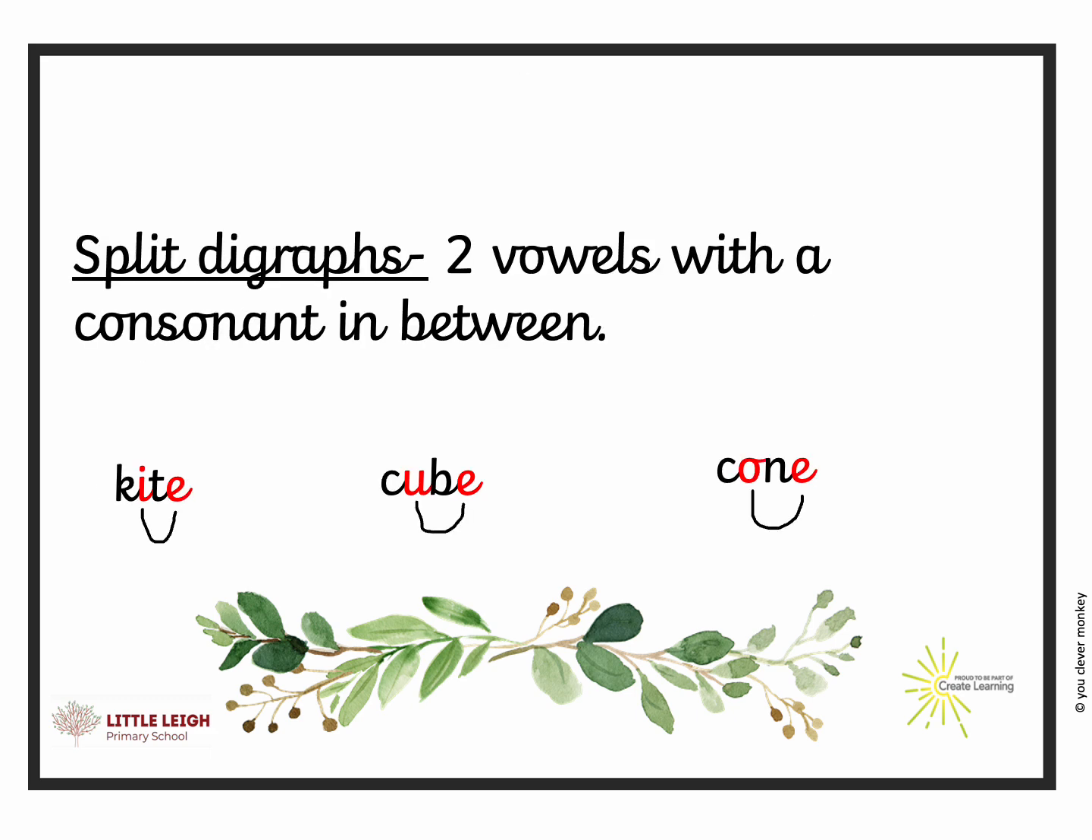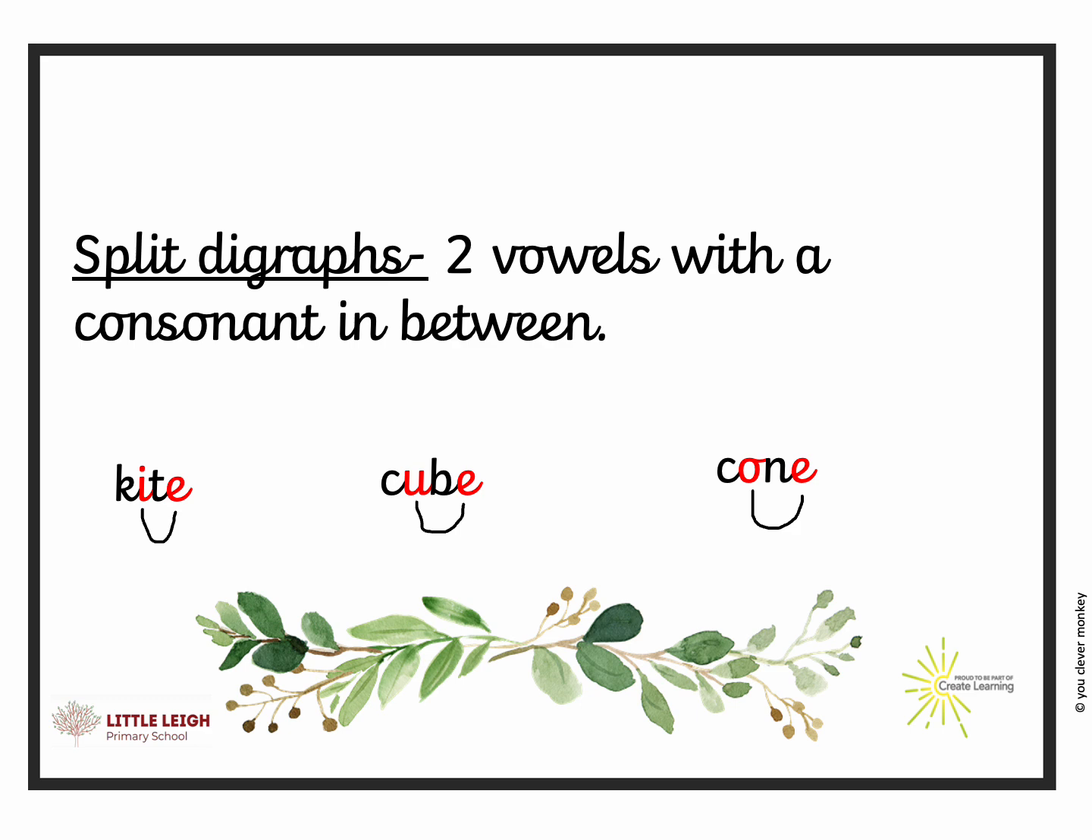Split digraphs: two vowels with a consonant in between. So with these, you have the two vowels that make a phoneme together. However, there is a consonant in between them, but they still are able to make that sound. So we often encourage children, if they're not familiar with the word, to draw a line underneath so they know that the split digraph is there. There's just a consonant between them.